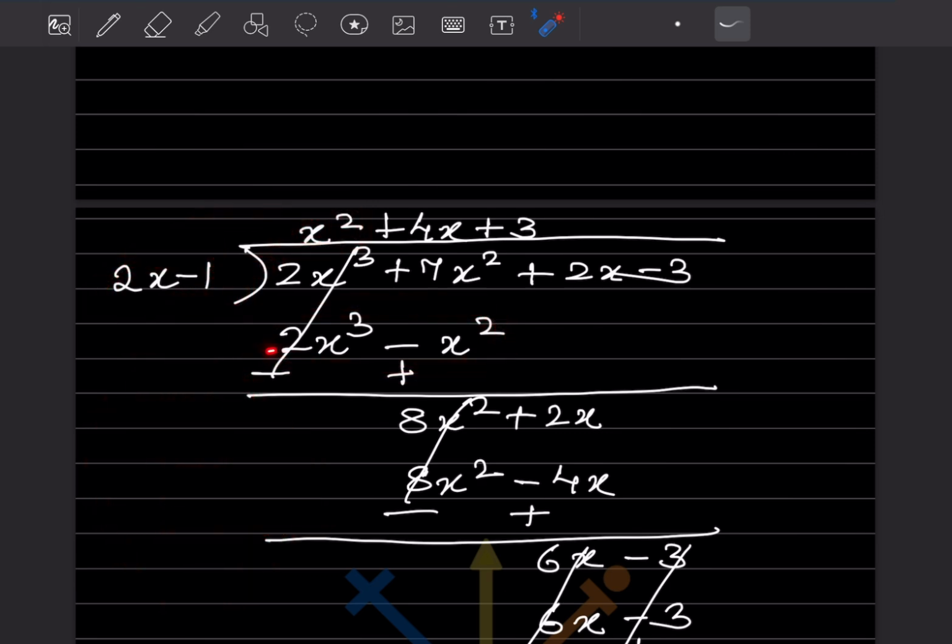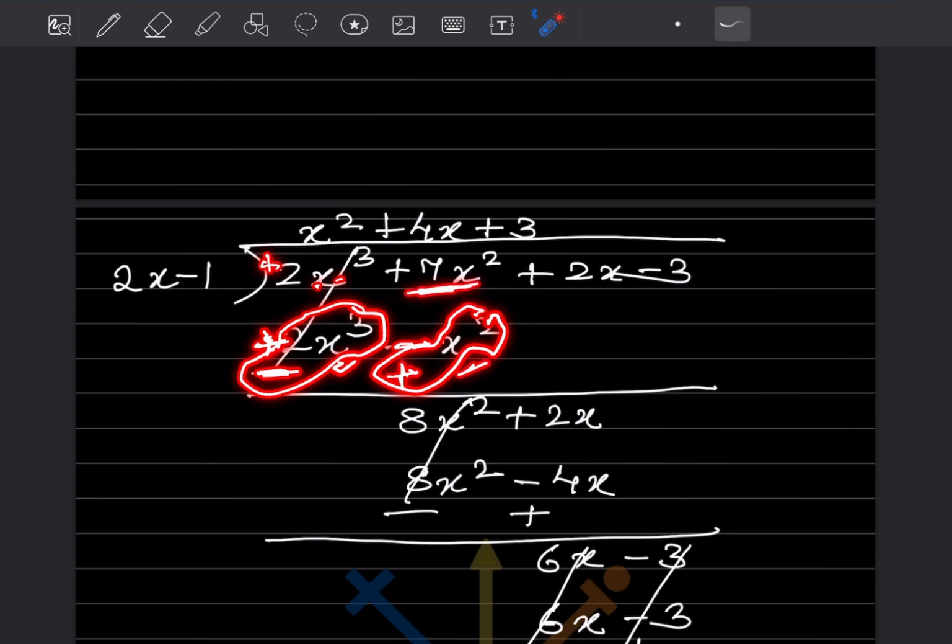Now, here this is plus and this is now minus. So we are going to change the sign. So this will be minus and this is going to be plus. Now look at the new sign. So this is already plus 2x cube minus 2x cube, that is going to be 0. Now we look at this sign. So that is plus 7x square plus x square, that is going to be 8x square.